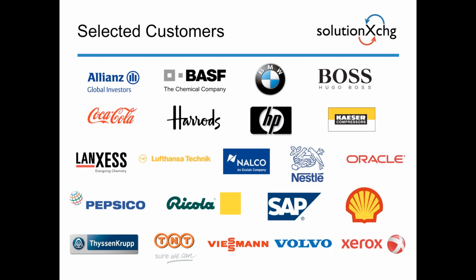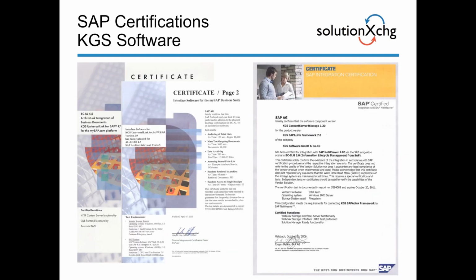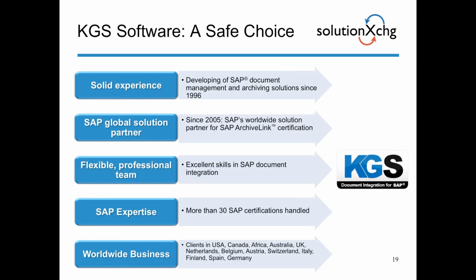SAP itself is using it. BMW is using the KGS toolkit. HP is using KGS tools and has done migration projects as well as other KGS implementations. And then a good number of other well-known companies out there have adopted the KGS product line. KGS, the archive server, the content server, and its framework is certified by SAP and is certified for SAP Archive Link as well as BCILM in the most current releases.